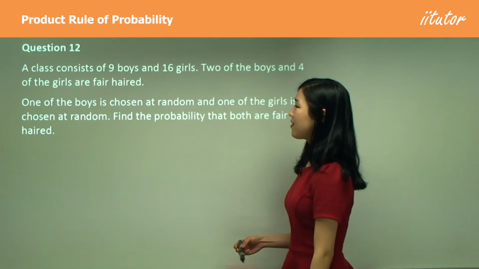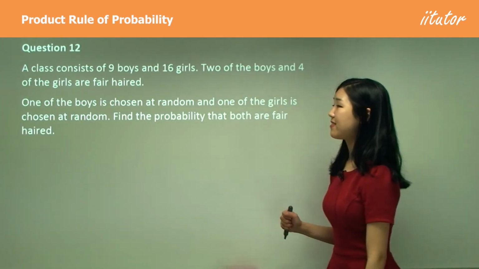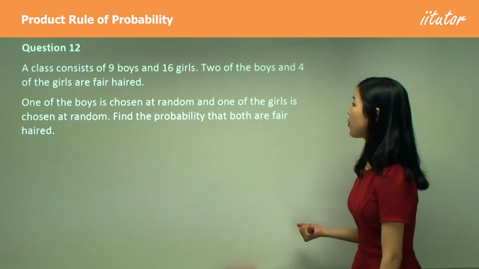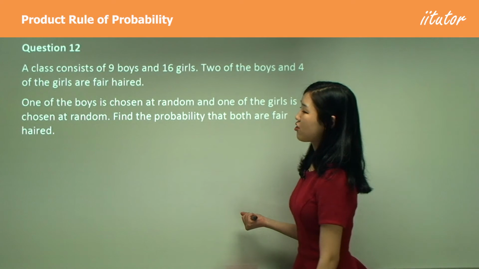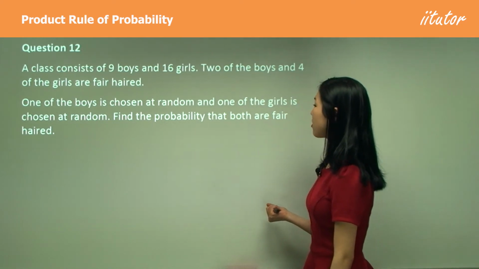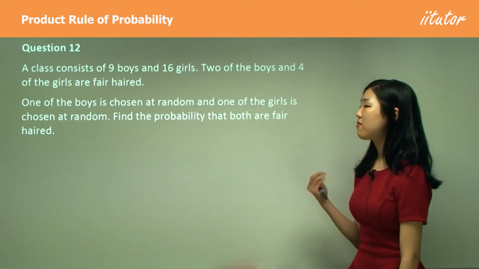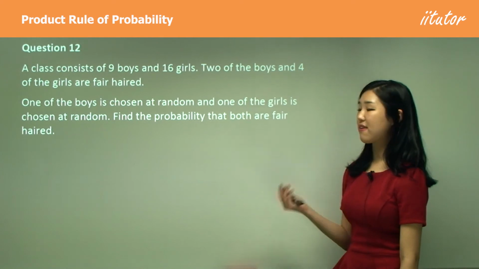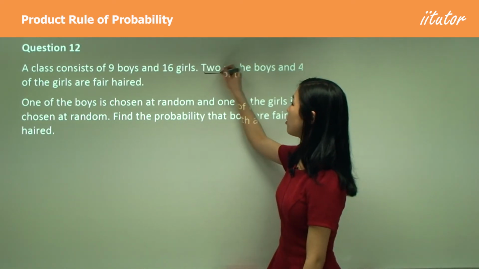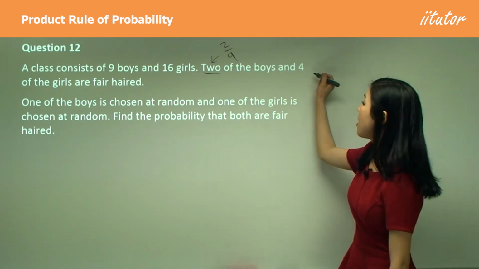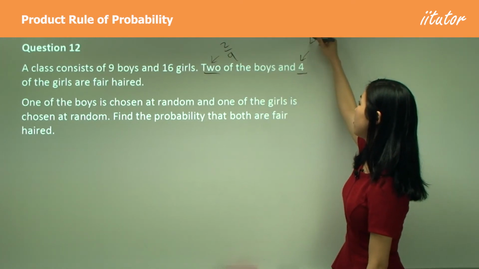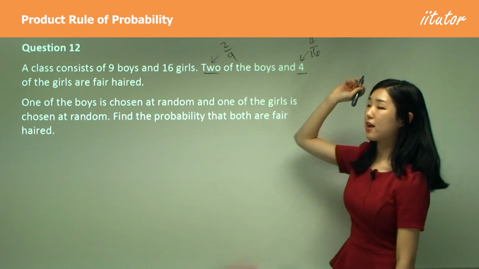12. A class consists of 9 boys and 16 girls. 2 of the boys and 4 of the girls are fair-haired. 1 of the boys is chosen at random and 1 of the girls is chosen at random. Find the probability that both are fair-haired. And we know that 2 out of 9 boys are fair-haired, and 4 girls out of 16 are going to be fair-haired.